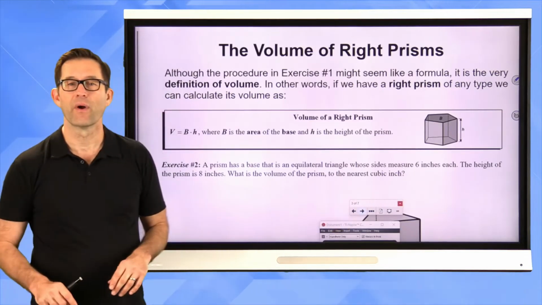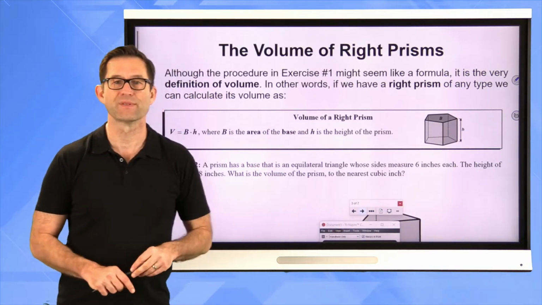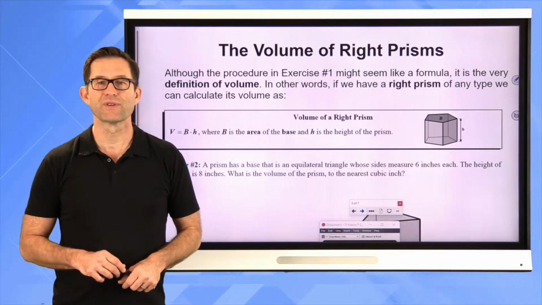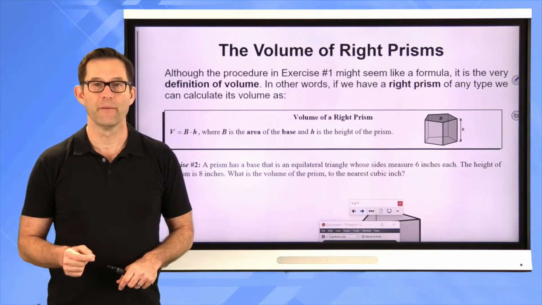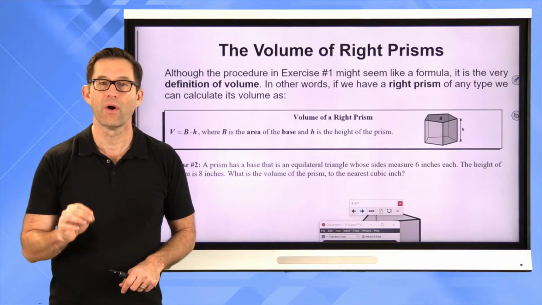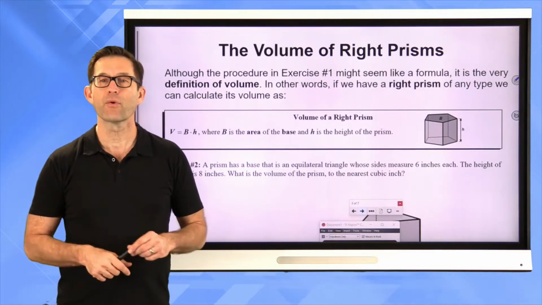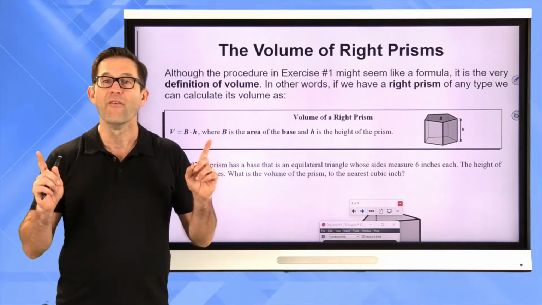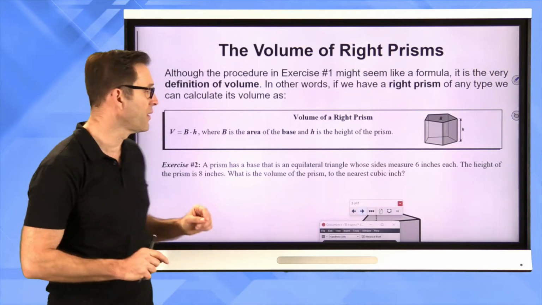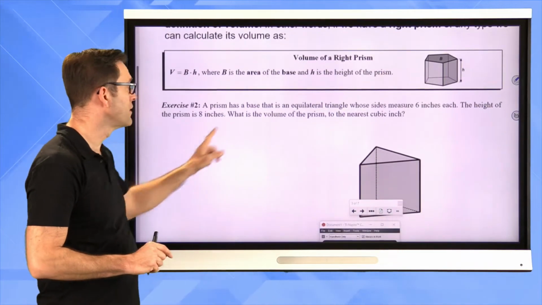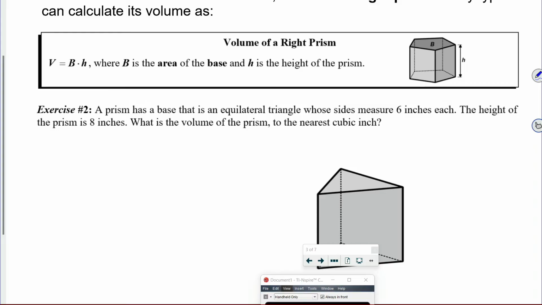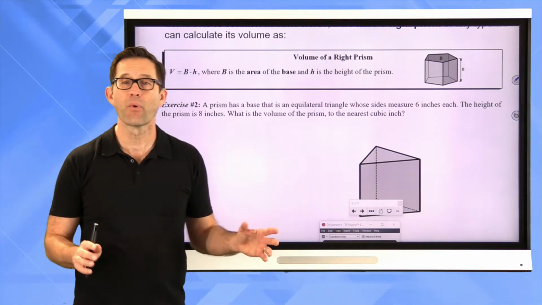And let's talk about that right now. The volume of right prisms. Although the procedure in exercise number 1 might seem like a formula, it is the very definition of volume. In other words, if we have a right prism of any type, we can calculate its volume in the following way. Let's take a look. The volume is B times H, where B is the area of the base and H is the height of the prism. All right, this is really important.